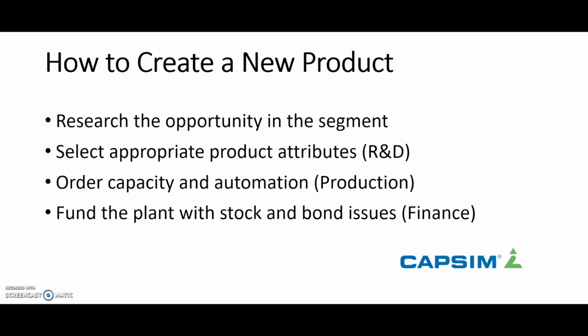The last thing is that you want to go over to the finance department and fund the plant with stock and bond issues. Remember that we talked about the cash position and making sure that it's at least 5,000. If it's not, then you'd want to fund the business with long-term debt and with stock, and also the option of current debt as well.